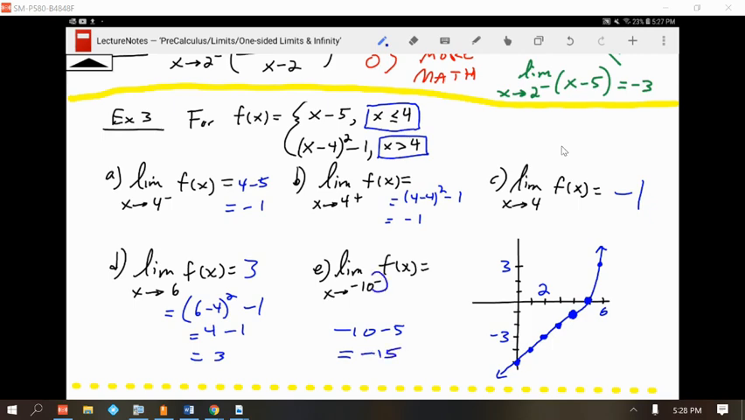The fact that it's from the left side really doesn't even matter here. Because if I didn't make my graph go back this far, but -10 is way back here, right? And I go down to my graph, it's in the middle of a line. So -10 from the left, -10 from the right, -10 from both sides is -15. That's the y value, okay?